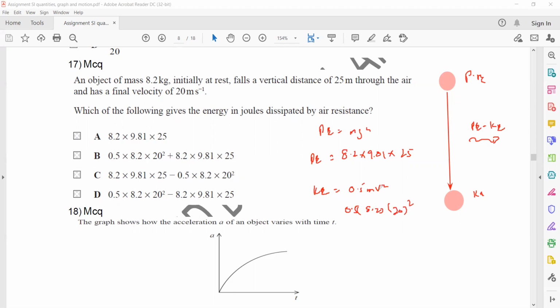So this will give us the kinetic energy. When we take the difference, potential minus kinetic, we know how much energy is dissipated. So it matches with option C. So C is the right answer for question 17. Is it clear?